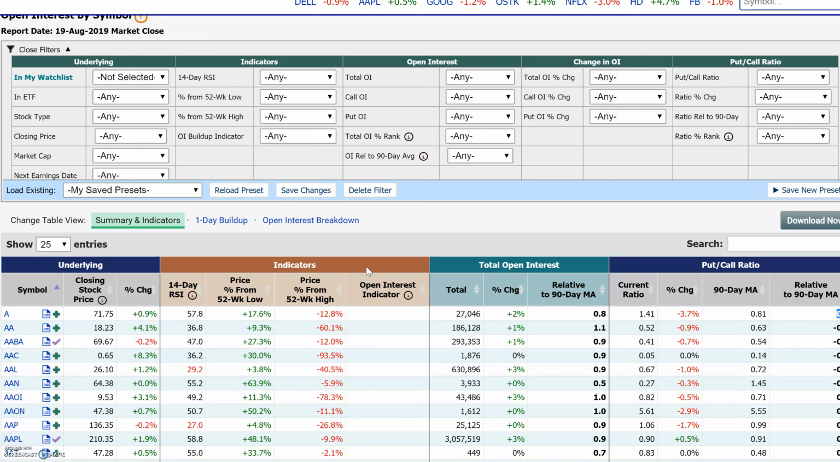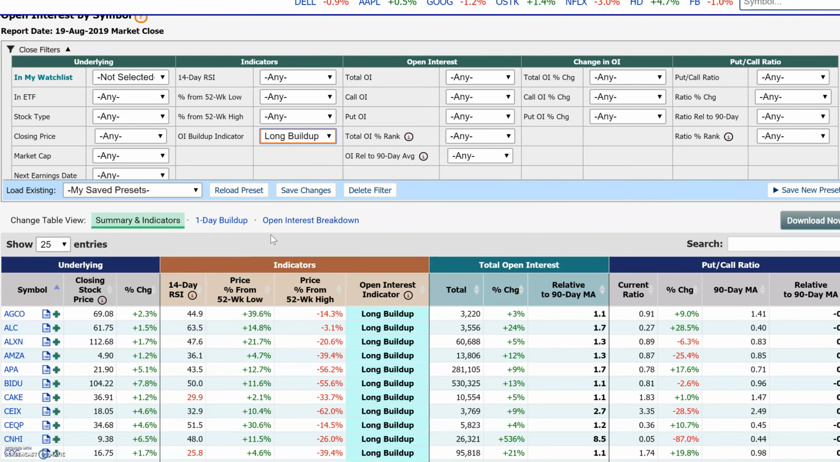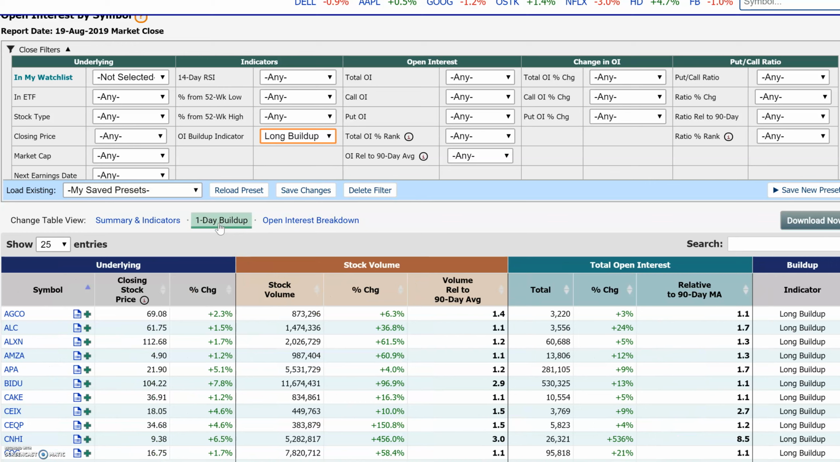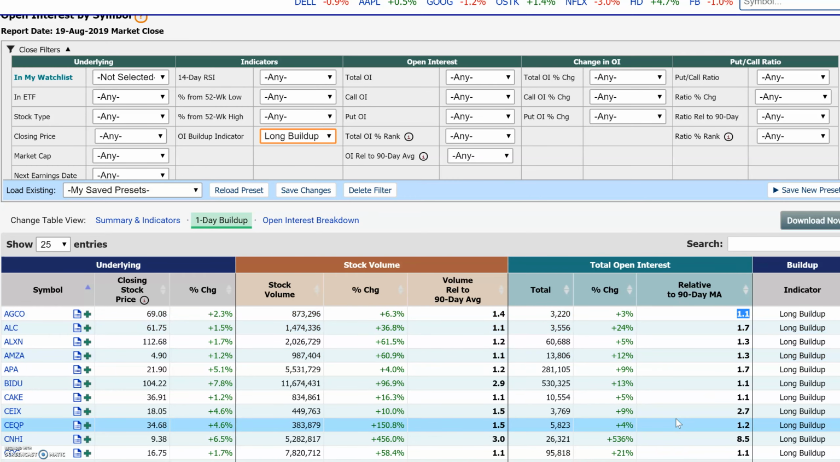So let's just do a quick scan and use some of the filters. And here, let's use some of these indicators. I'm going to do the open interest indicator here, and let's look, for example, at a long build-up. I'm going to go to this tab over here on the build-up. And here what we see is the previous day the stock closed up 2.3%. The volume in the stock was also up from the previous day, and it was above its 90-day average. And we also see that the open interest increased, and that open interest is also above its 90-day average.